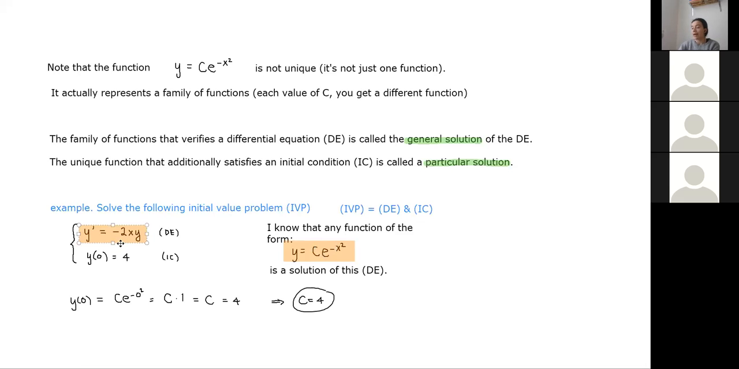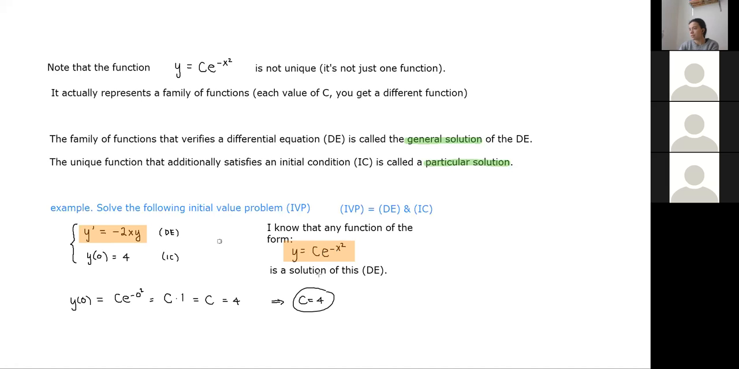Now, if we want to look at the one particular function, the one function that satisfies not only the differential equation, but also the initial condition, we're going to have to figure out what the actual value of c is going to be.